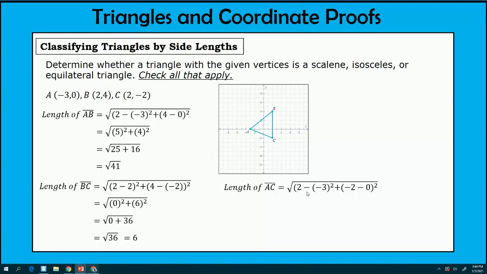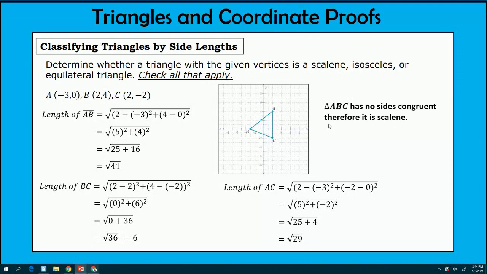Length of AC, right? A coordinate, C coordinate, difference of the x's squared, difference in the y's squared. We get the square root of 29. So they kind of looked at the drawing. They kind of looked like they all could be the same length. It winds up none of them are the same length. All right. So this is a scalene triangle.